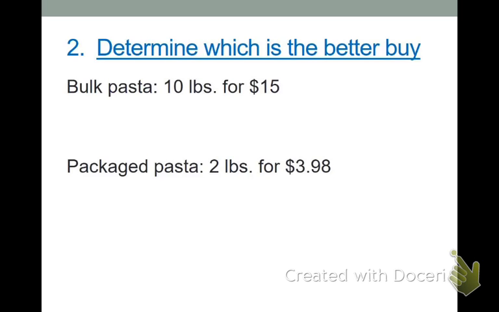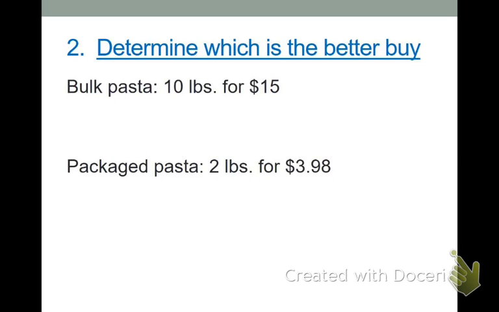But let's say that I go to Sam's Club or Costco and I buy bulk pasta. That just means you get a lot of it, okay? How many of you guys have a membership to one of those two? And when you leave, you're typically leaving with really big boxes, okay? So you buy it in bulk. So let's say I need to get some pasta. I go there. They have 10 pounds for $15.